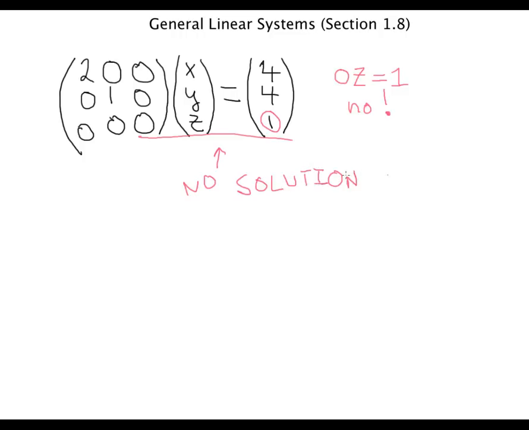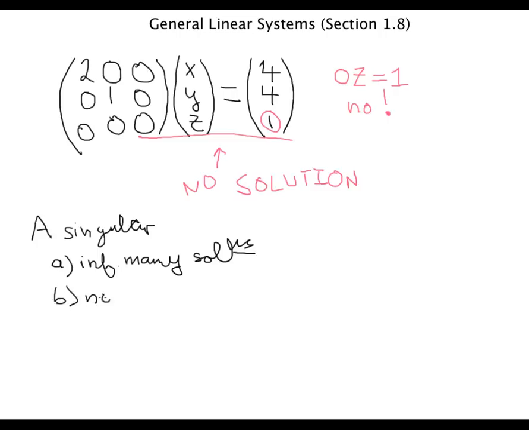So this is a new feature of this type of equation. If A is singular, there's two kinds of things that can happen. It can have infinitely many solutions, or it can have no solutions. So that's in contrast to the non-singular case where there was always exactly one.